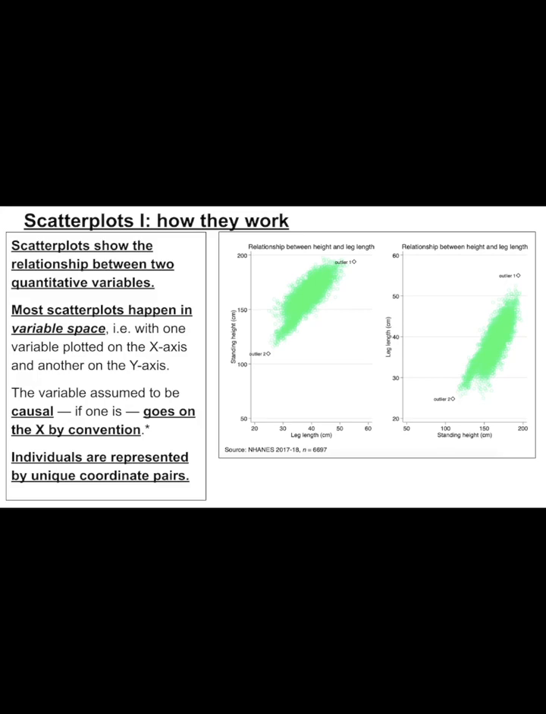Scatter plots, by the way, happen in variable space. That probably sounds somewhat unclear, and when I explain what it means, it'll sound obvious, but you'll see that it has a point later on. What it means to happen in variable space is that the scatter plot has different variables on the axes. So here, leg length and standing height.